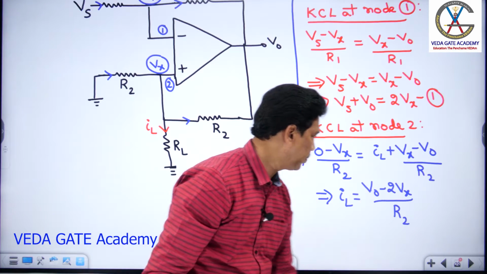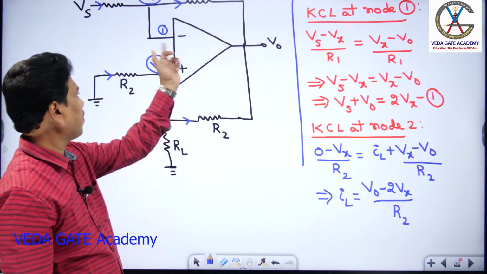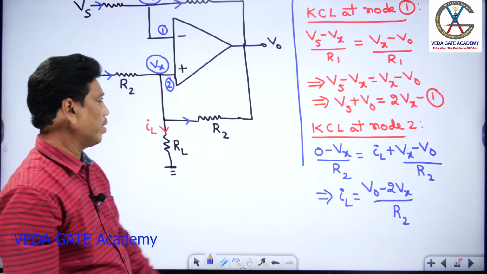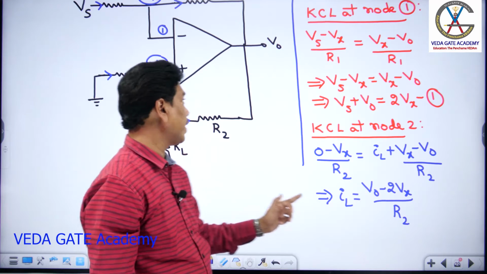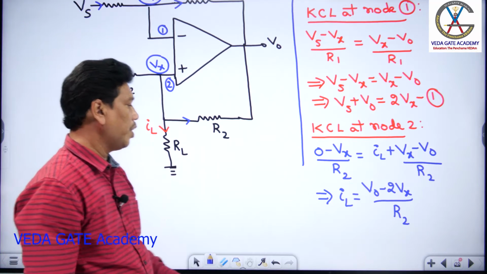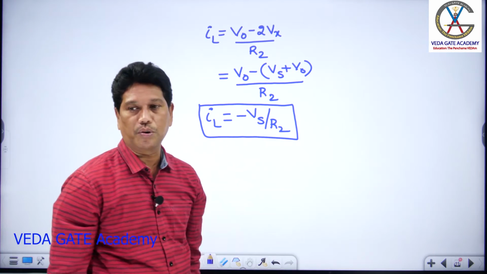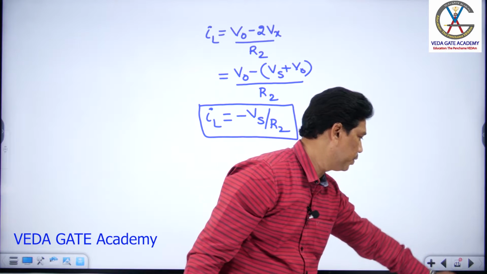Check out, you were asking for the load current IL there. I applied KCL to both the inverting node and the non-inverting node, and by substituting the value of 2Vx, I get the load current in terms of the supply voltage Vs, that is minus Vs by R2. This will be the load current. Check out the next question now.